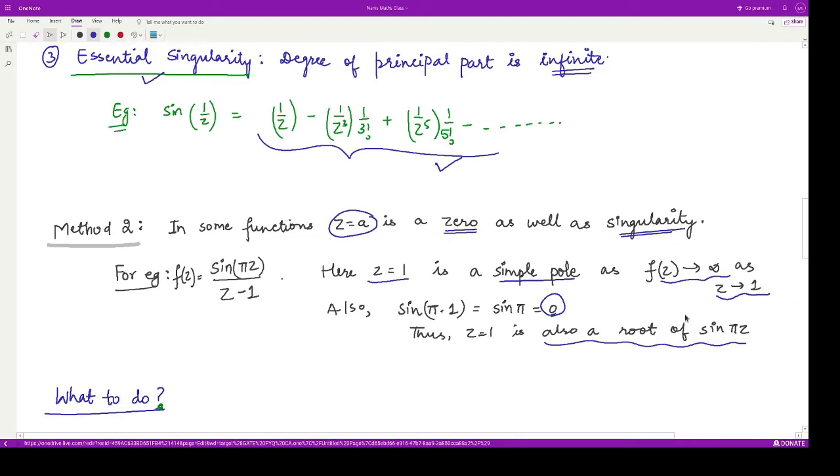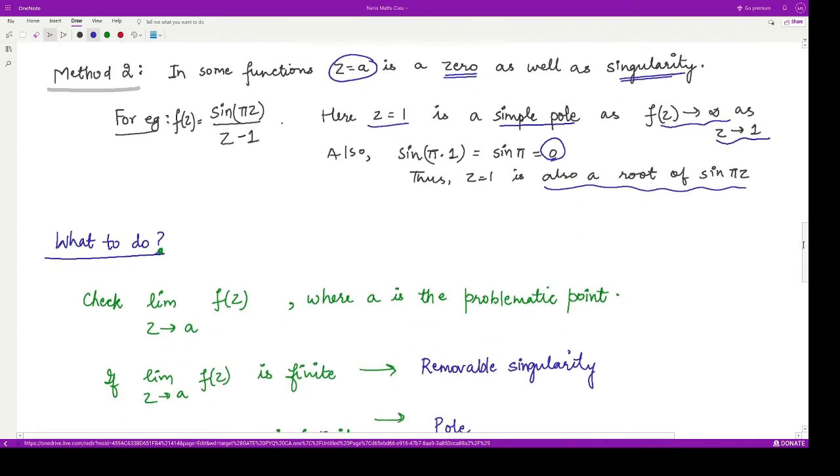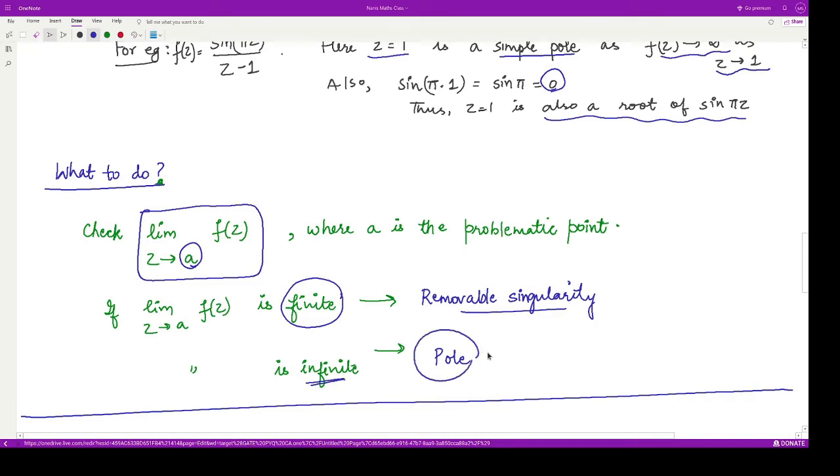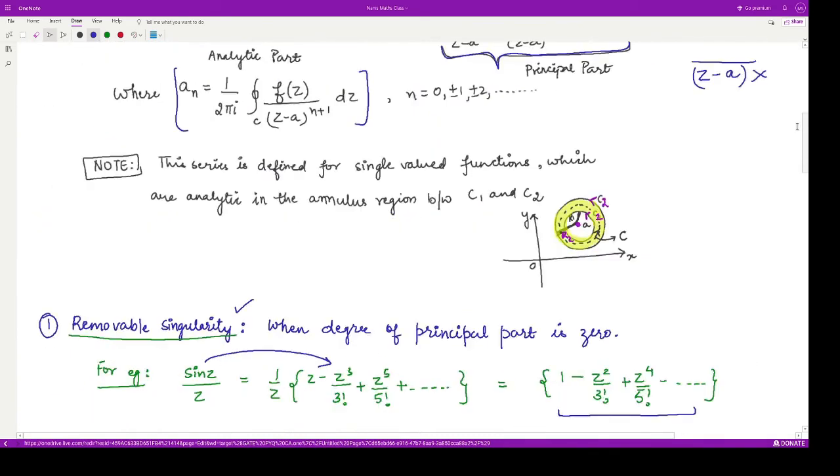So if we share a common root as well as a singularity, in that case you can just check this particular limit: the limit of the function when z goes to that particular point where you have this kind of ambiguity. If this limit comes out to be a finite number, you can directly say we have a removable singularity. Otherwise, if this limit is infinite, you will say we have a pole at that particular point, z = a.